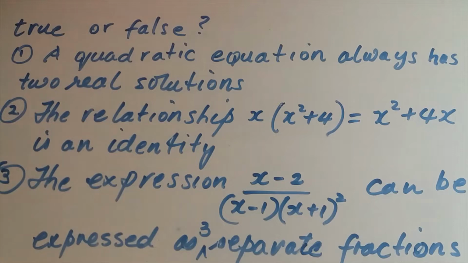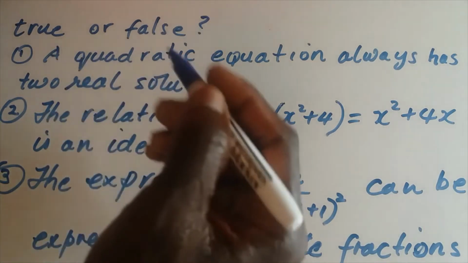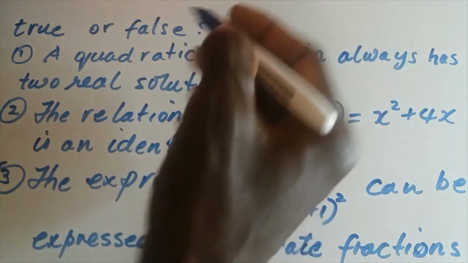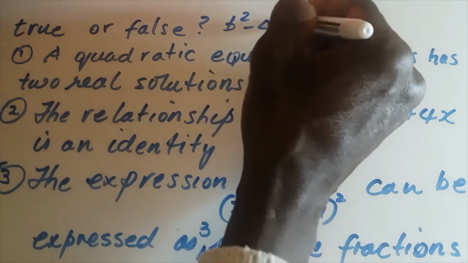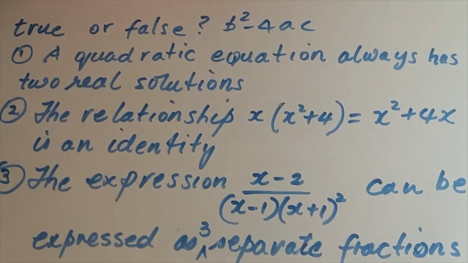So the first question is, a quadratic equation always has two real roots. What do we know about quadratic equations? Well, we know that they can be checked. We can determine the nature of the roots of a quadratic equation by checking the discriminant, and that's b squared minus 4ac. That's called a discriminant.